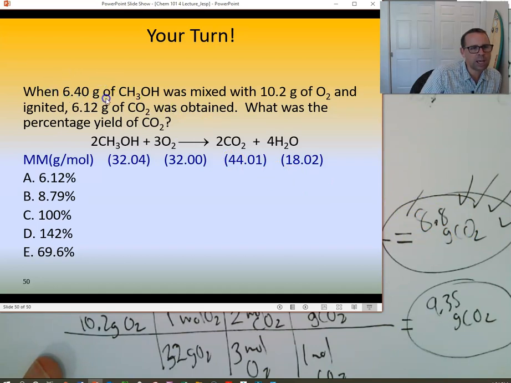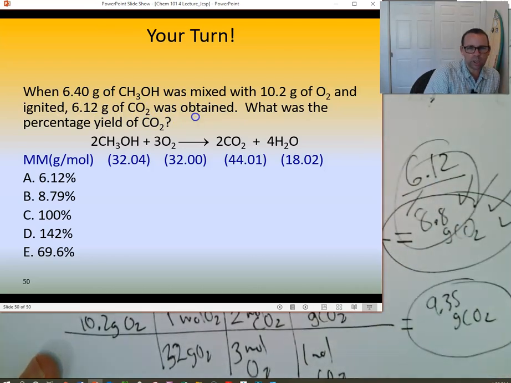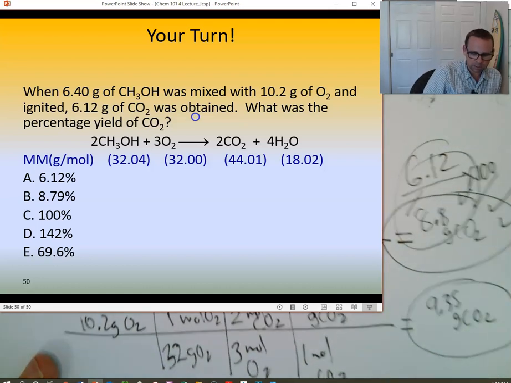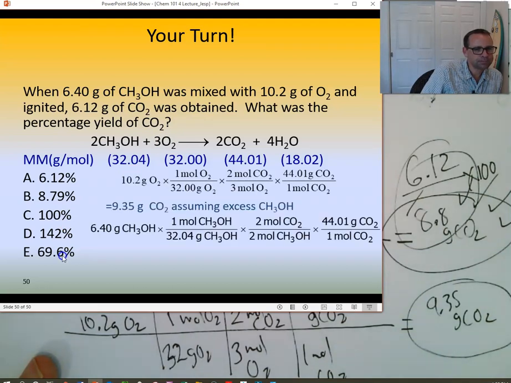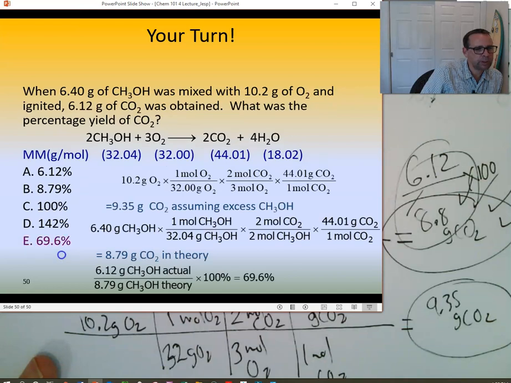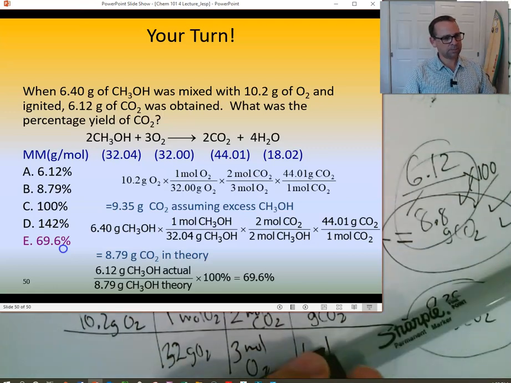I take how much I actually got, which is 6.12 grams of carbon dioxide obtained. So I take that 6.12 divided by the 8.8 and then times 100. And that'll be my percentage. 69.5. Is that one of the answers? It's pretty close, right? Very good. 69.6%. All right. Outstanding job.